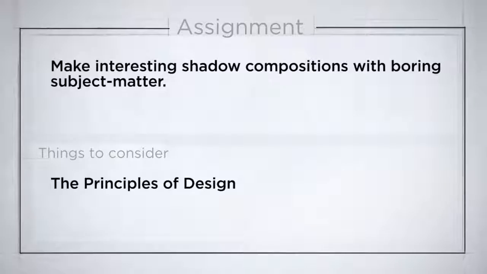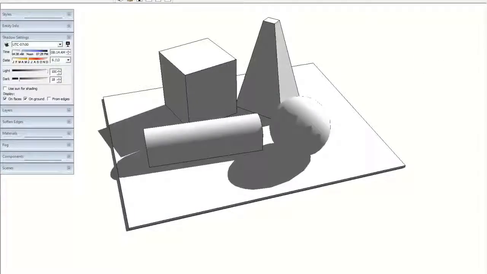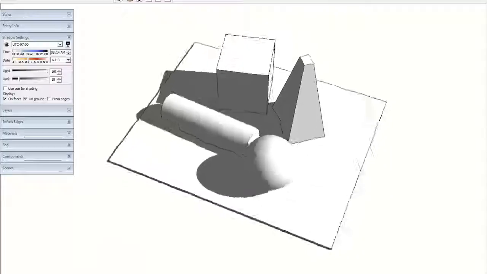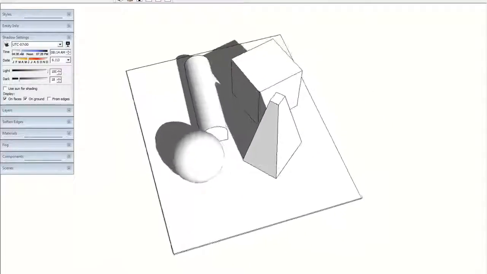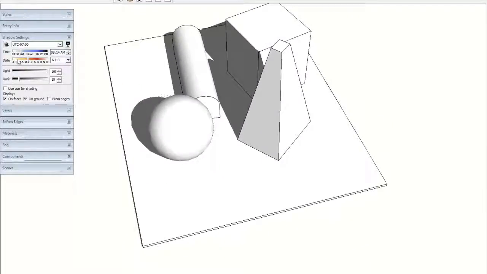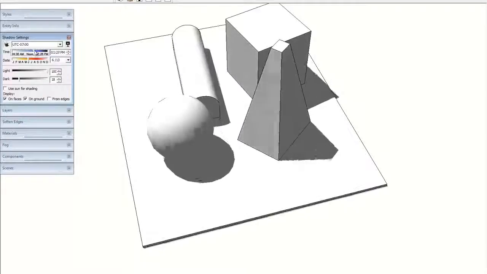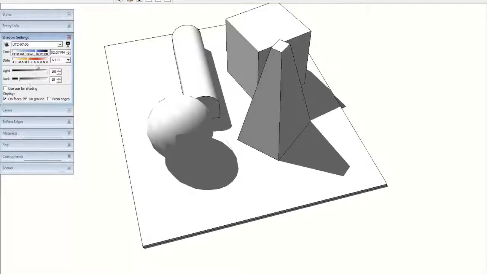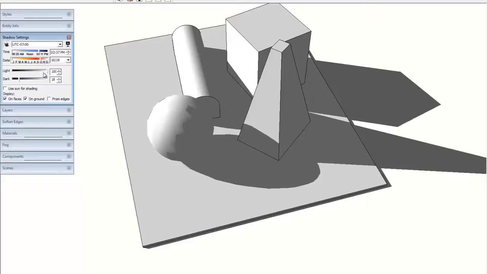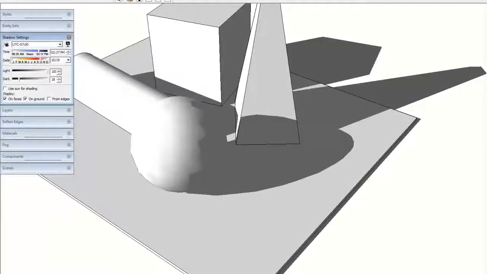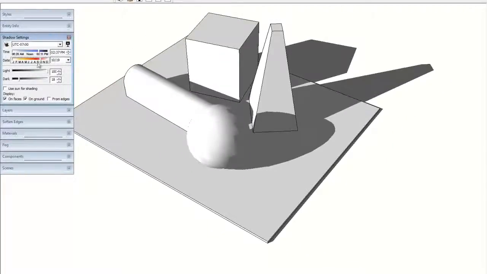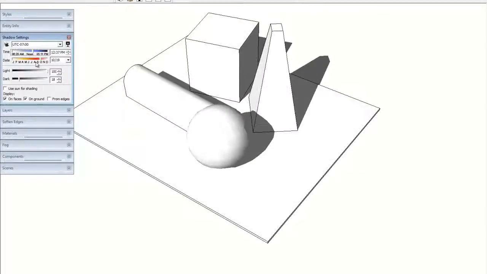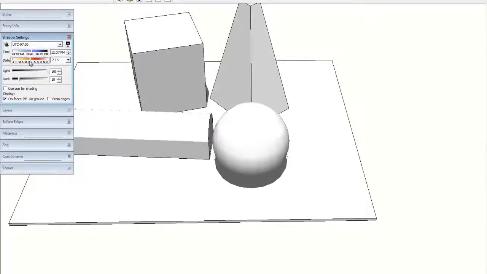But either way, what you're focusing on is taking boring subject matter, but casting interesting shadows with it. So here you look at these objects and, well, they're pretty simple. But by changing the direction of the light, you get really interesting intersections. And I like doing this in SketchUp just because it's so easy to move the lights around. And it's also easier in 3D software to remove all the extra clutter.